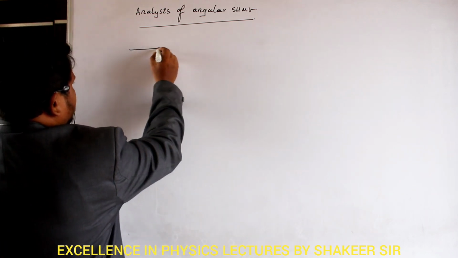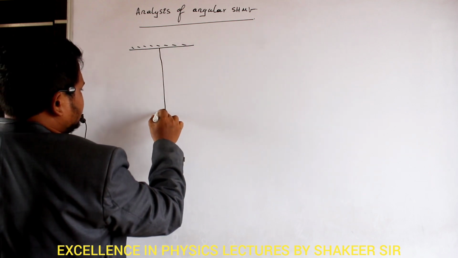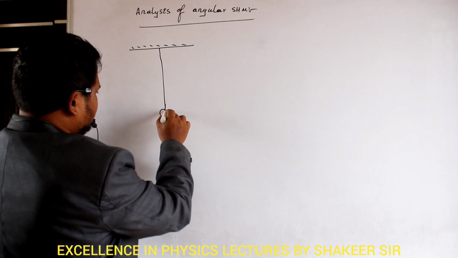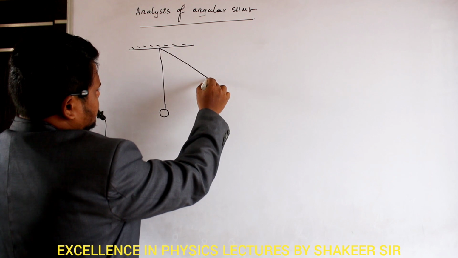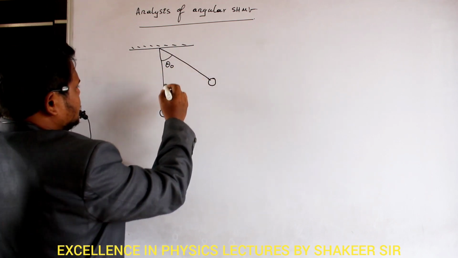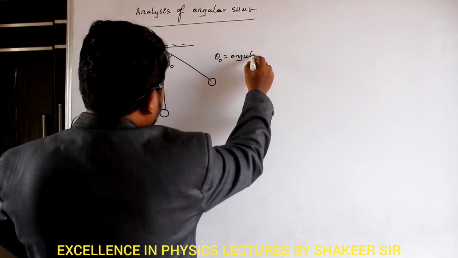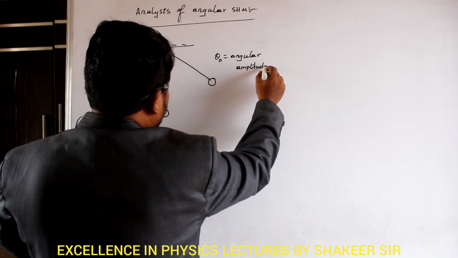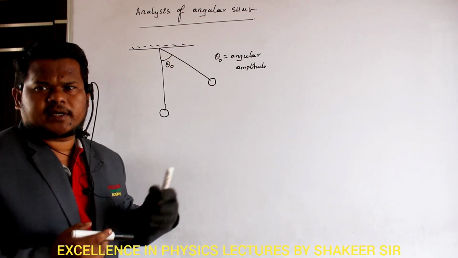Consider a pendulum which was initially in its rest position. Now I have taken this pendulum to an angular amplitude of theta naught. What is this theta naught? This theta naught I can call the angular amplitude. What is meant by angular amplitude? The maximum angular displacement of the particle from the mean position is called the angular amplitude.